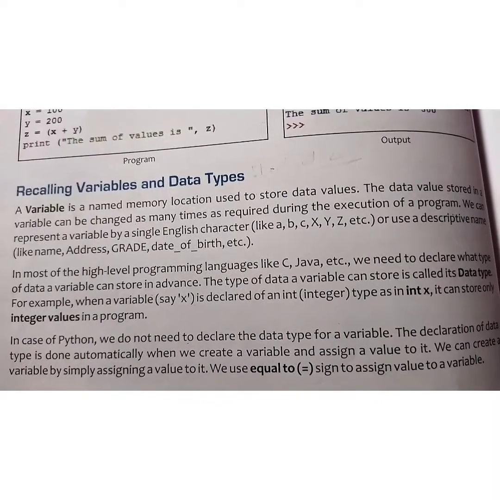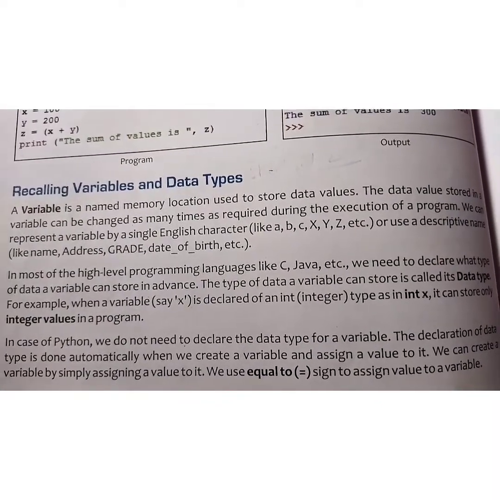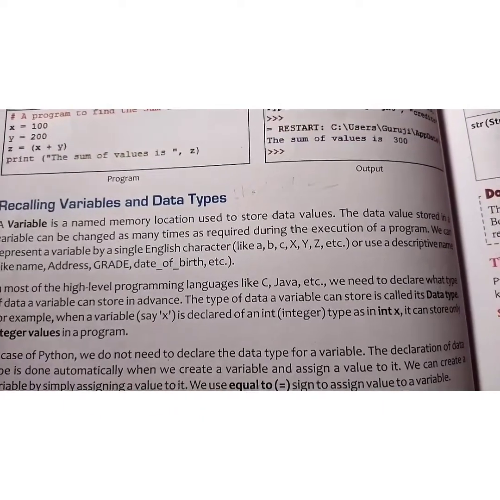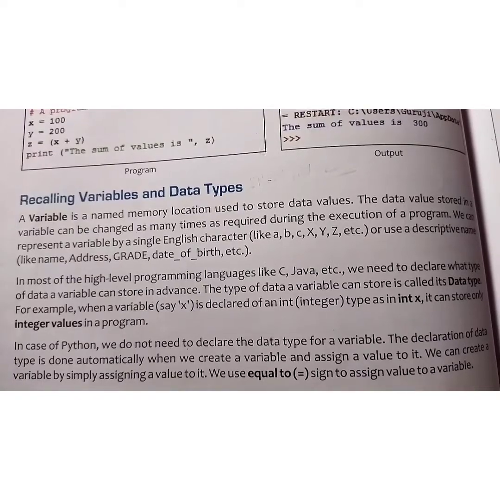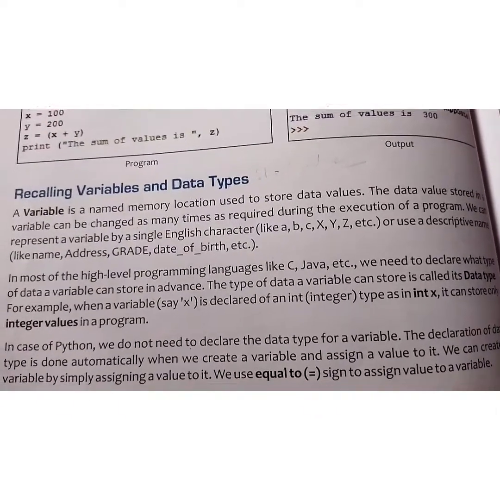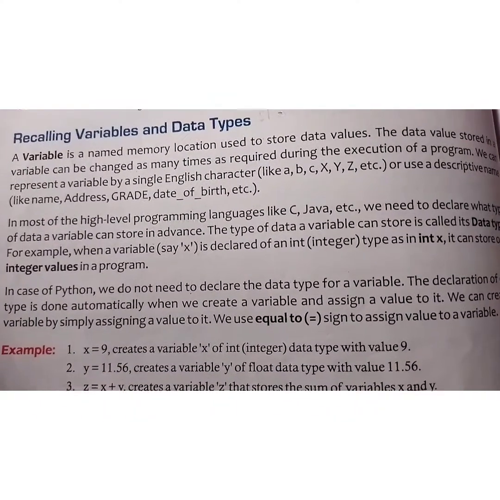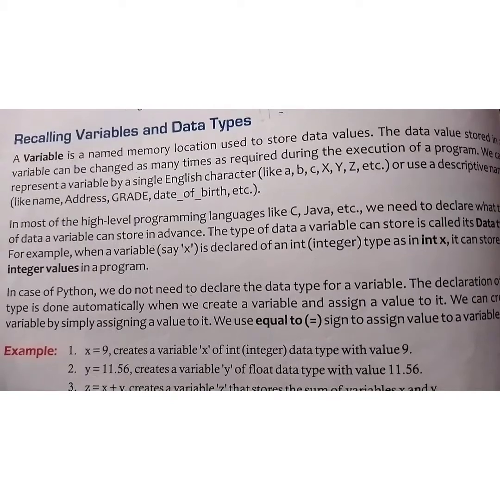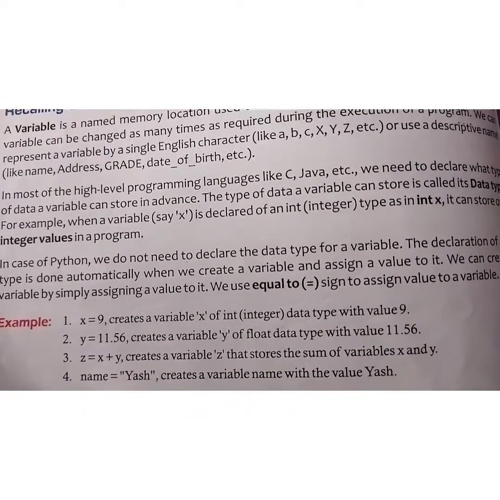Then in most high level programming languages like C, Java, etc., we need to declare in advance what type of data a variable can store. So the type of data a variable can store is called a data type. For example, when a variable say x is declared of integer type as int x, it can store only integer values in a program.